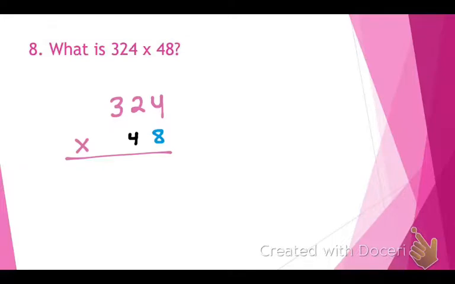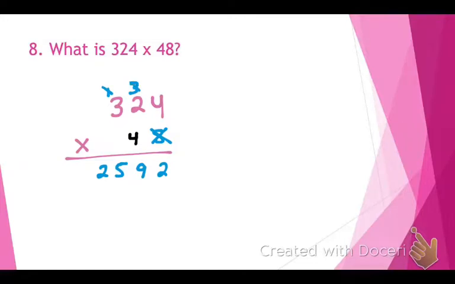What's 4 times 8? 32. 2 on bottom, 3 on top. 2 times 8 is 16, plus 3 is 19. 9 on bottom, 1 on top. 3 times 8 is 24, plus 1 is 25... 12. Okay? Now I'm done with that 8, and I'm done with those numbers up there in blue.